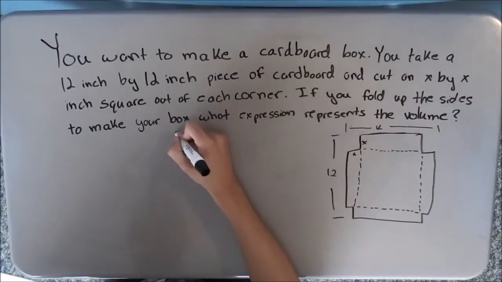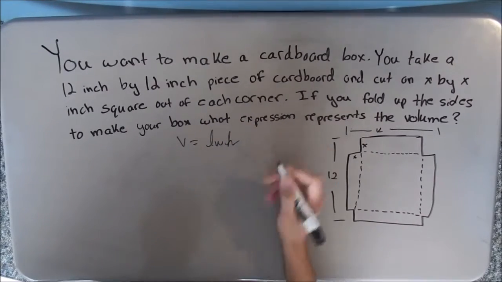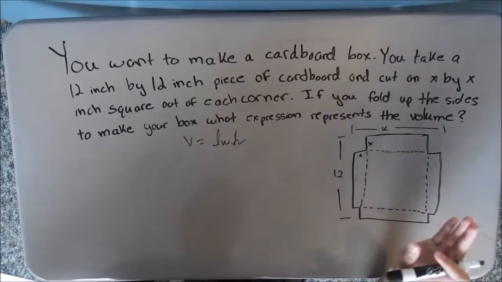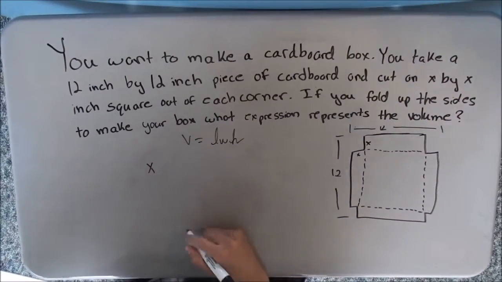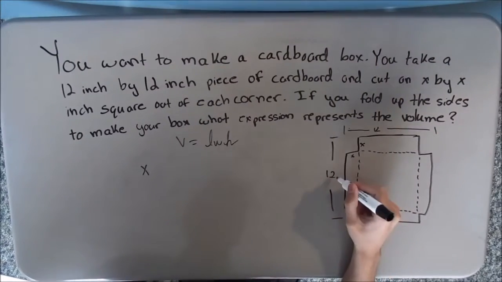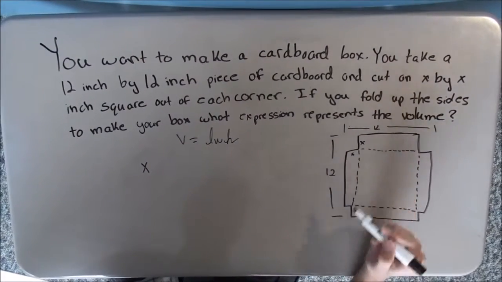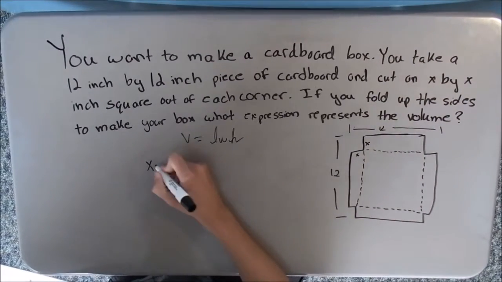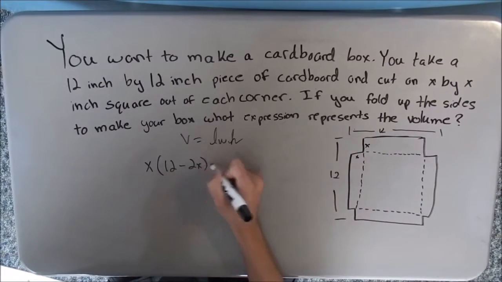So, volume is equal to length times width times height, right? So, we need to figure out the length, width, and height of this box. Well, the height of the box is obviously x. The length of the box will be 12 minus 2x, because you have to take into account the two corners that were taken out. And the width will be the same. So it will be 12 minus 2x.